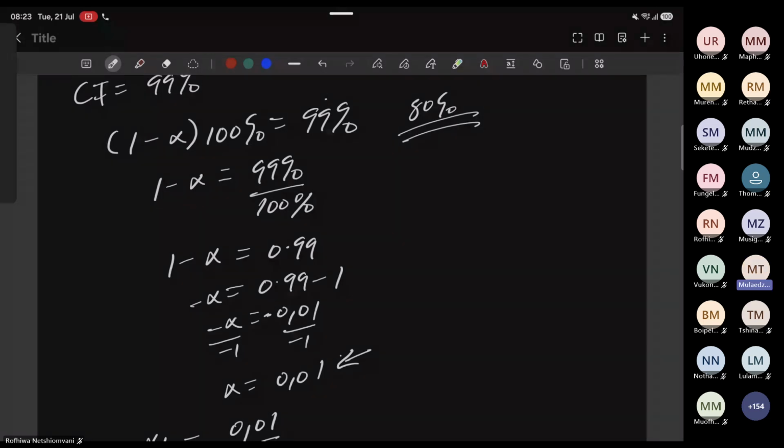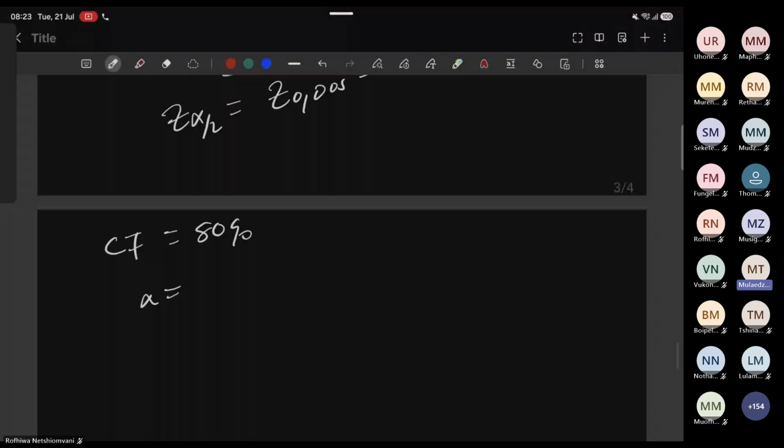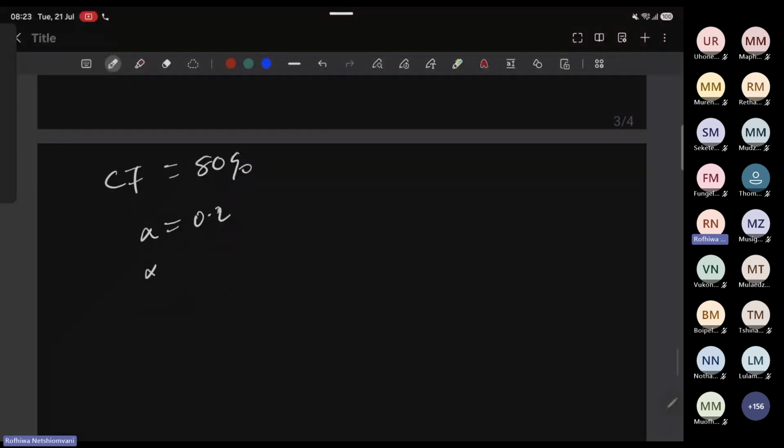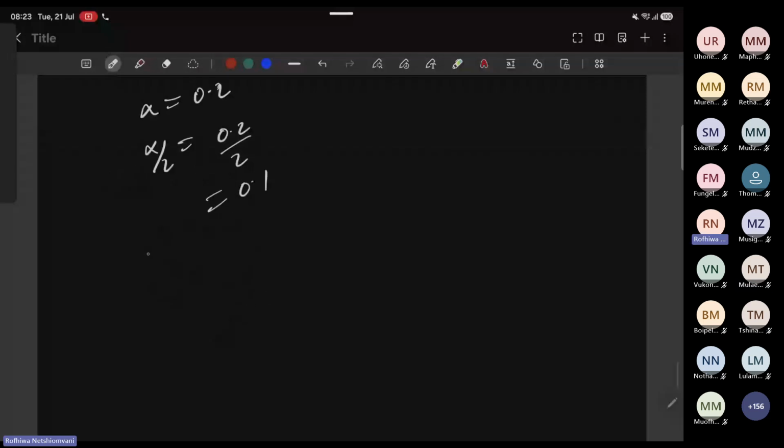Zero comma one. No, not alpha divided by 2. Just alpha. What will be alpha before we divide by 2? Zero comma two. So it will be like that. Alpha will be 0.2. Then alpha divided by 2 will be 0.2 divided by 2, which is 0.1. So what we're looking for is z alpha divided by 2, which is z equals to 0.1. Then what is the answer?